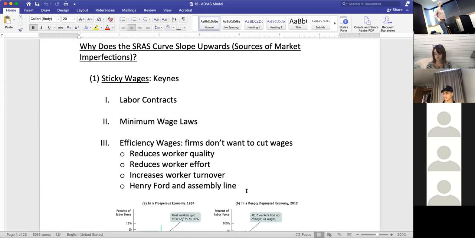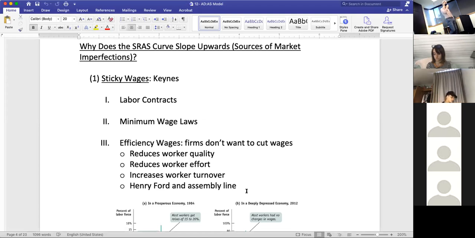What happens to those workers who stay? They're pissed off, right? And if they're pissed off, how hard are they going to work? Not as hard, not as hard. As a result, we tend to get more turnover, right? When you cut wages, workers are going to leave. And so turnover is really expensive for firms, right?